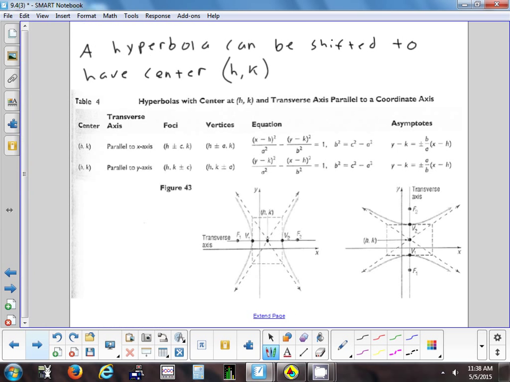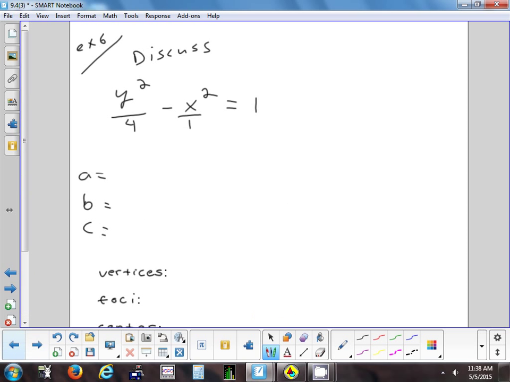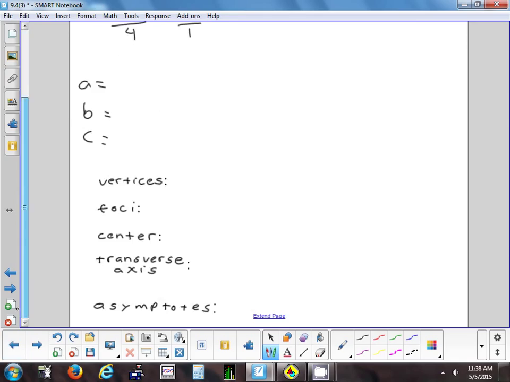All right. Did anybody feel like we need to go over another discuss one? Okay. There really wouldn't be anything new here. It's already set up in the format you need. It's equal to 1. So you just find A and B right away. And then you can get C. And describe all those things.